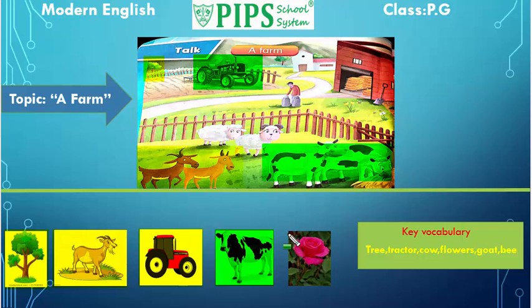The last picture is a flower. What is this? This is a flower. Let us find this picture in this farm. These are flowers. Now students, again read with me.